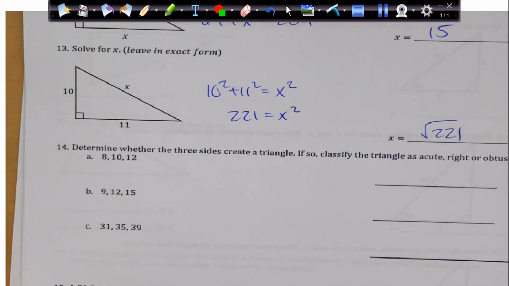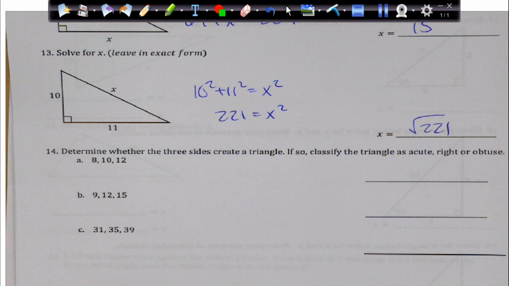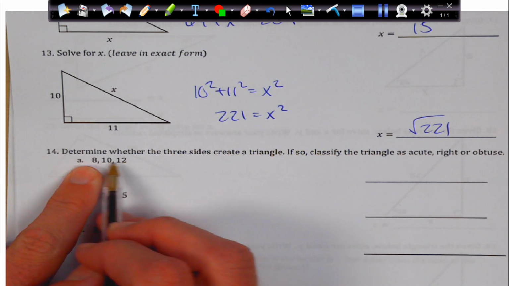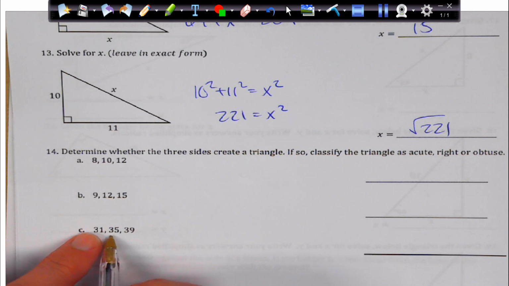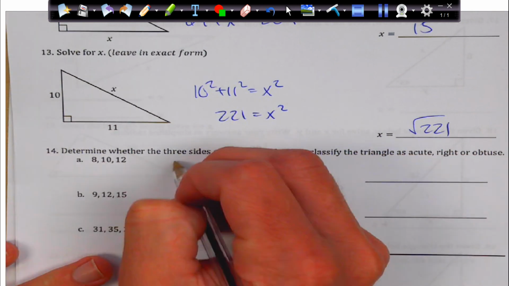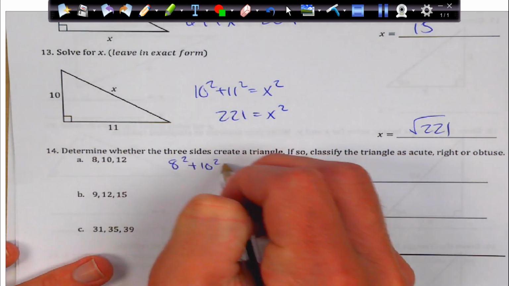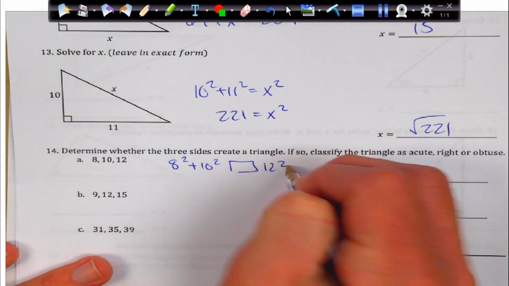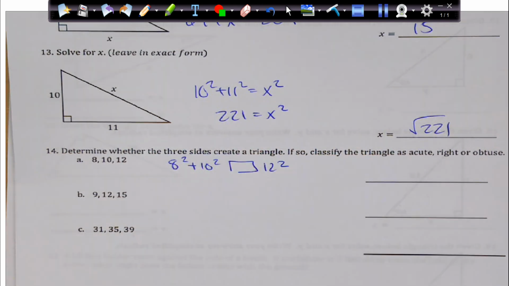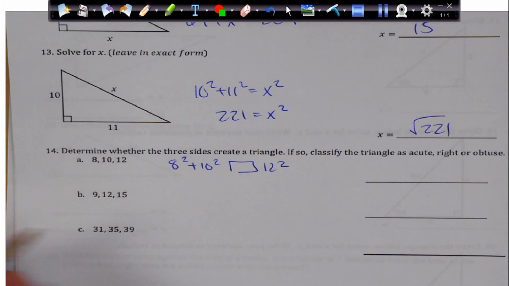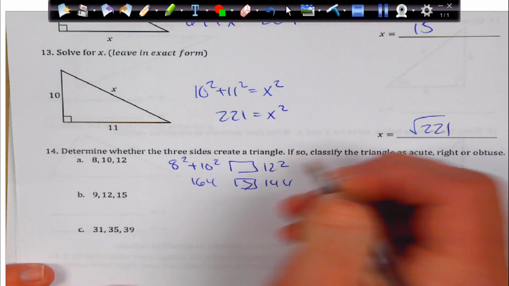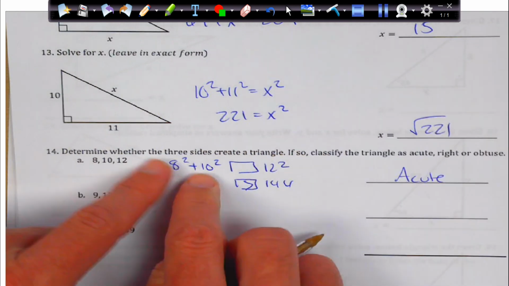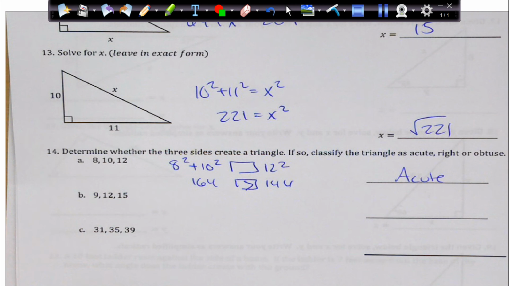Number 14, we want to check to see if these are triangles. We want to look: are these two sides bigger than this one? So that's 18, yep. That's 21, yep. So those are definitely triangles. Next, we check to see what kind of triangle they are, so we compare. On this one we get 8 squared plus 10 squared, which is 164, compared to 144. So the little guys win the war, so we call it acute. The two little guys are bigger than the big guy, so it's acute.